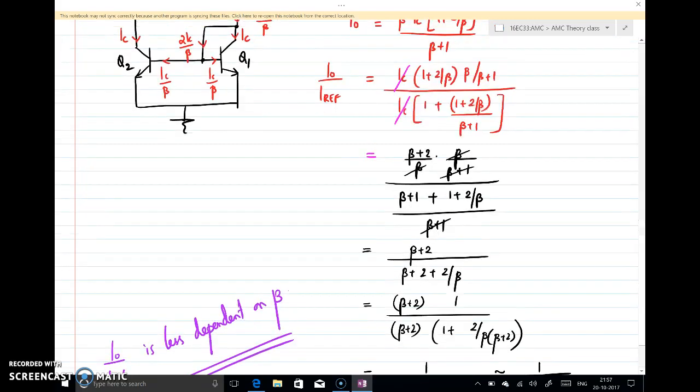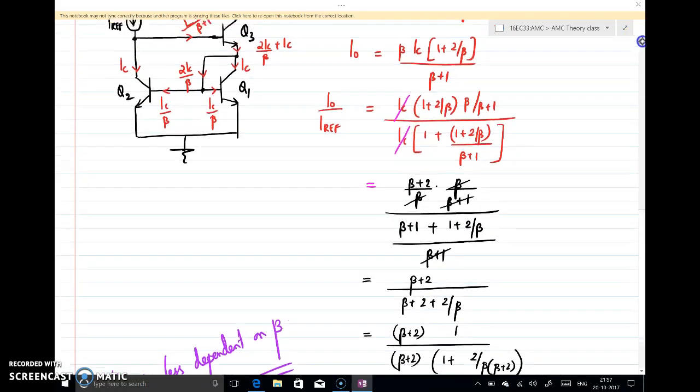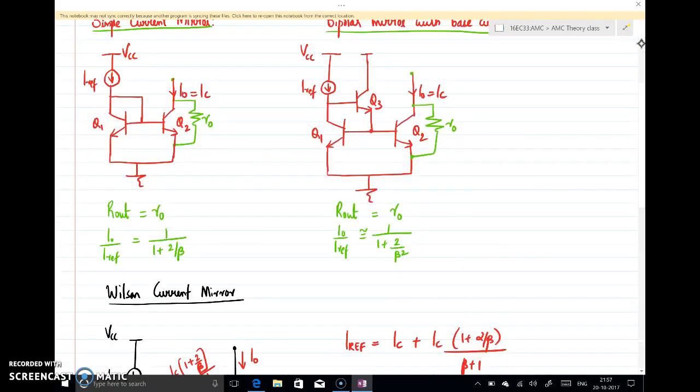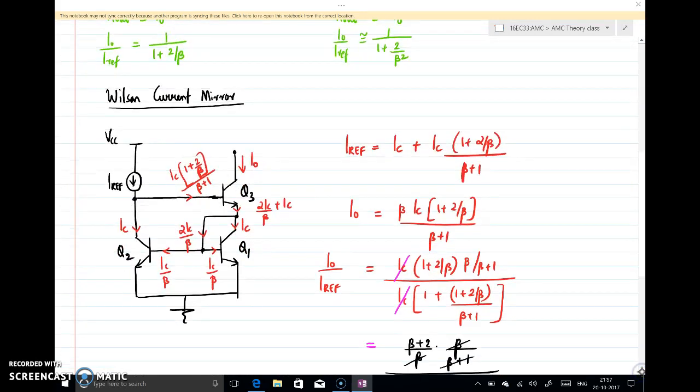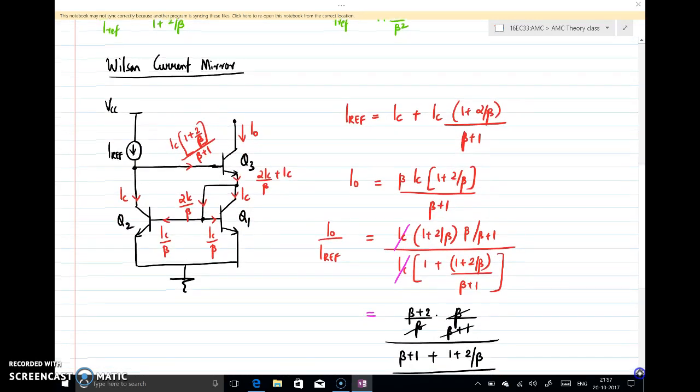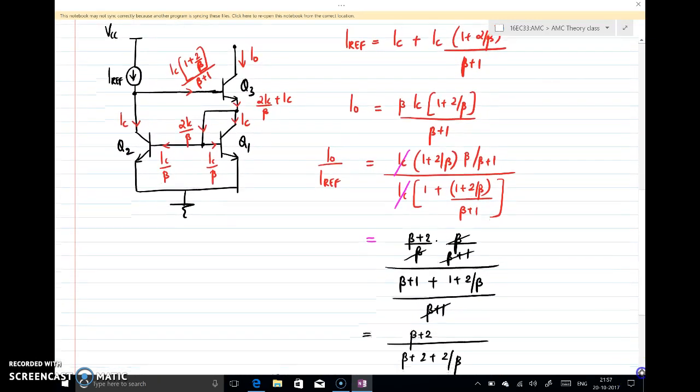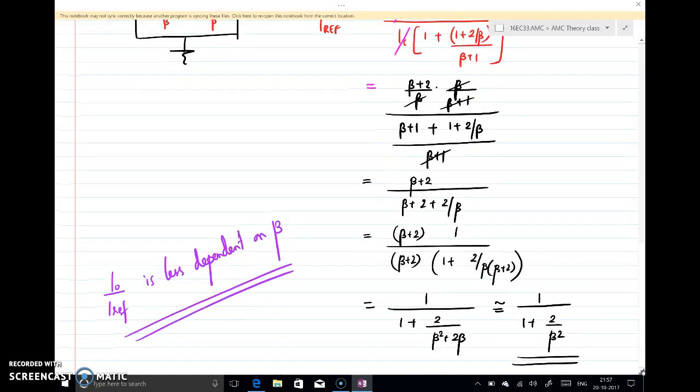Now we are interested in calculating the output resistance of this also. That we'll do in the next lecture. So compare all these three circuits and see how the current transfer ratio is derived for each case. So this is the final answer. Thank you.